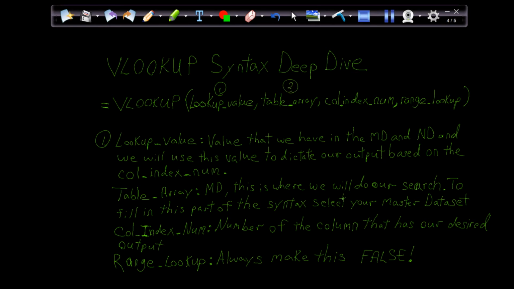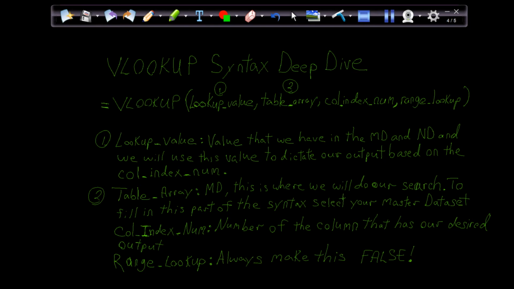Next we have table array. And table array is basically our master data set. So this is where we're going to do our search. Okay, where are we going to search for all of our criteria? We're going to search in the master data set. To fill in this part of the syntax, select your master data set. Okay, so just grab it, click and drag.